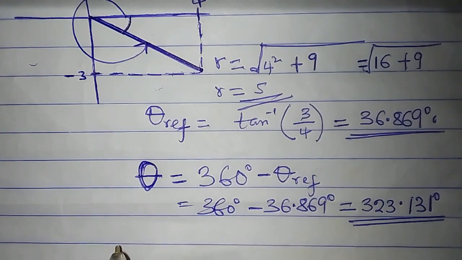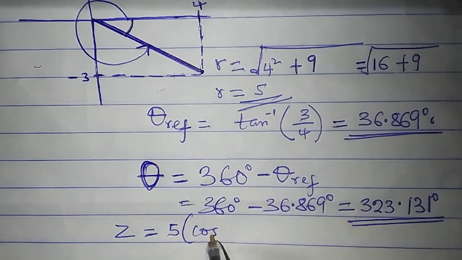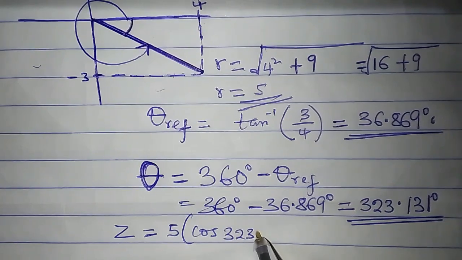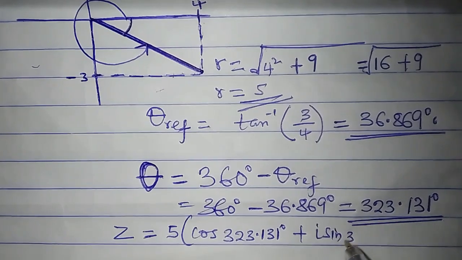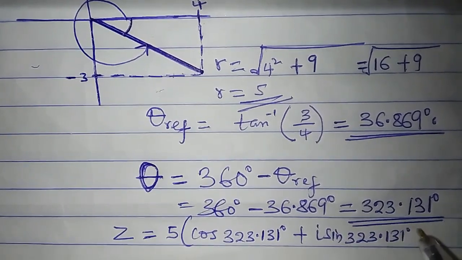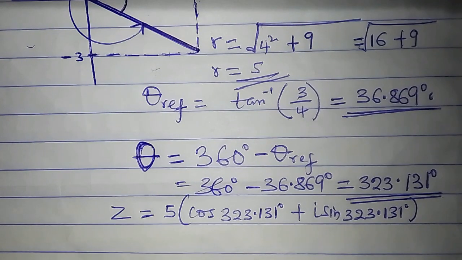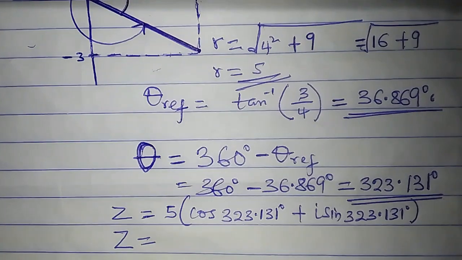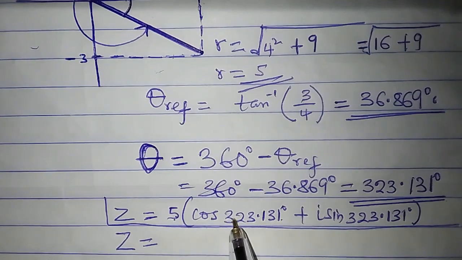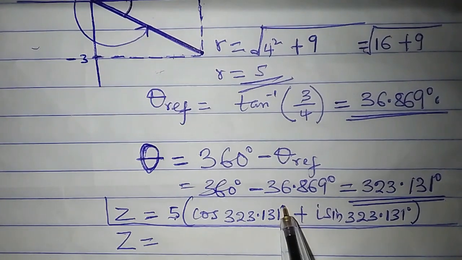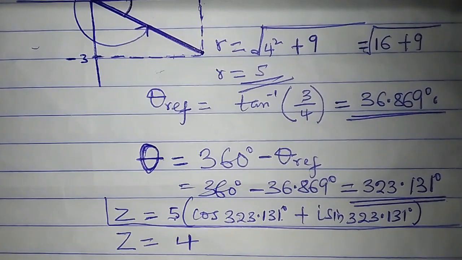So in polar form, z is equal to r, which is 5, times cos theta, which is 323.131 degrees, plus i sin theta, 323.131 degrees. Remember that it is possible for us to take this polar form back to rectangular form. Let's just do that. Okay, this is the polar form. Take notes. So, 5 times cos 323.131 degrees is 4.000047. And that is 4 to the nearest whole number.